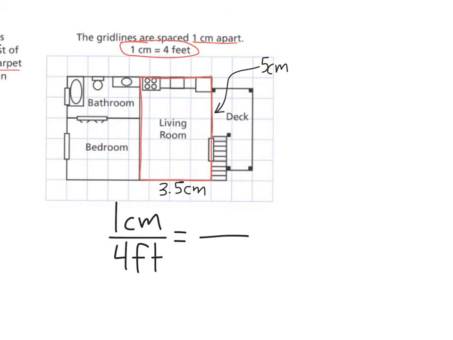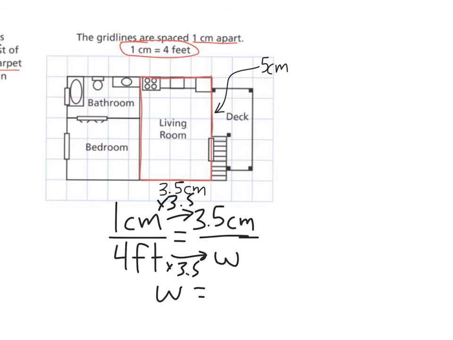So if we look at the 3.5 centimeters, I'm going to call that the width because it's the shorter dimension here. Usually the length we'll call the longer dimension. So the pattern here is multiplying by 3.5, and so then we'll multiply 4 by 3.5, which is 14. So that means the actual width of the room is 14 feet.